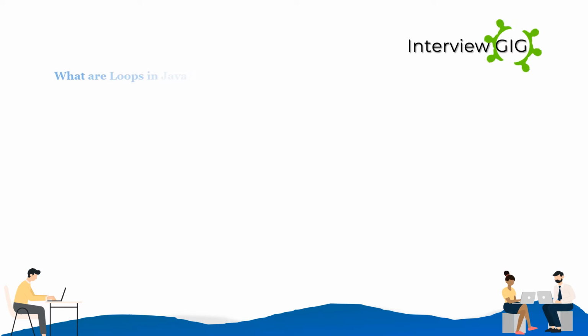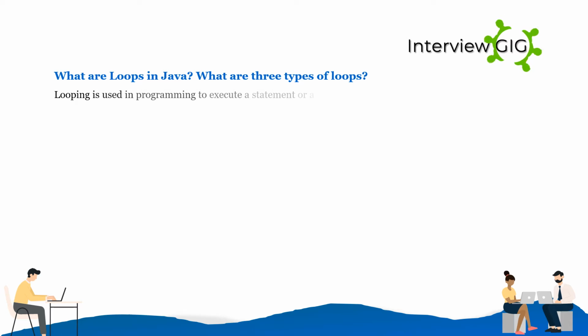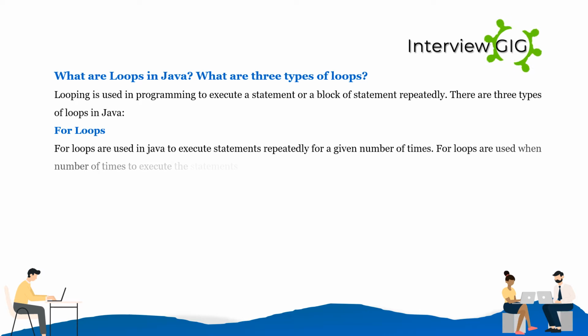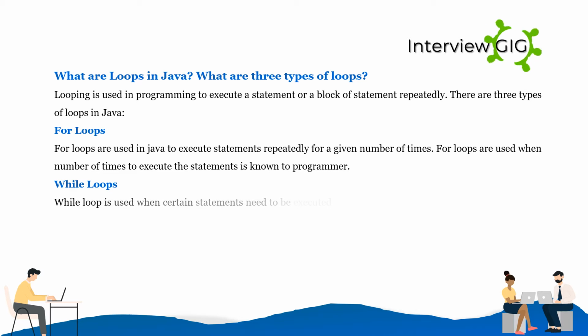What are loops in Java? What are the three types of loops? Looping is used in programming to execute a statement or a block of statements repeatedly. There are three types of loops in Java. For loops. For loops are used in Java to execute statements repeatedly for a given number of times. For loops are used when the number of times to execute the statements is known to the programmer.